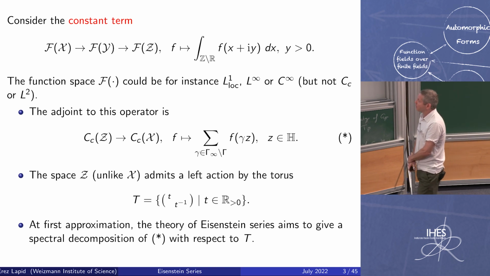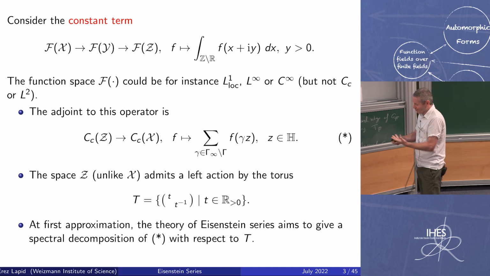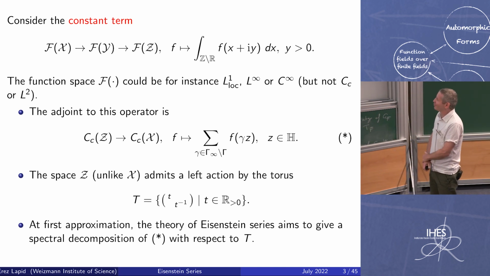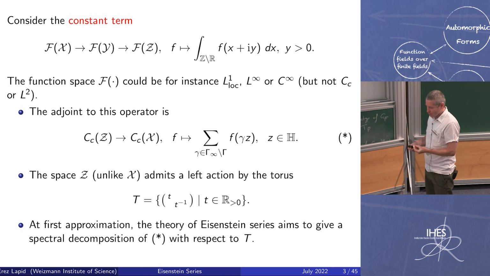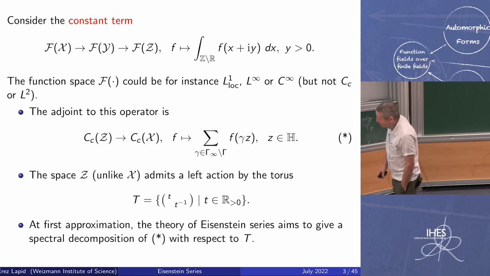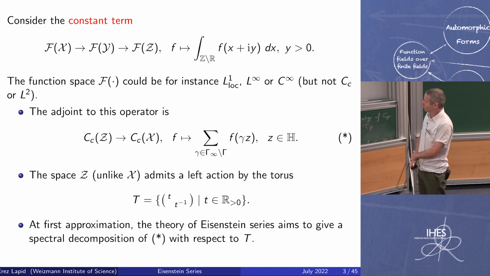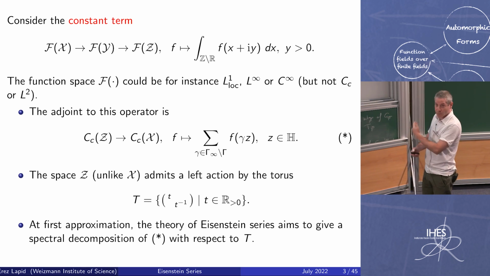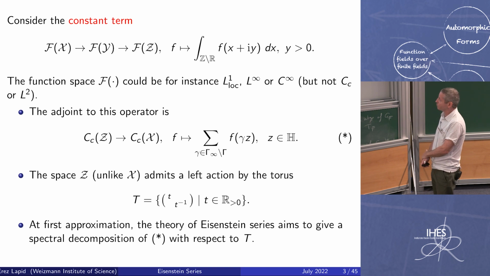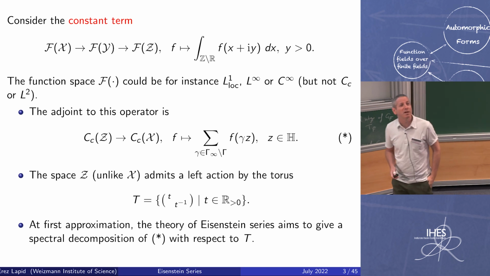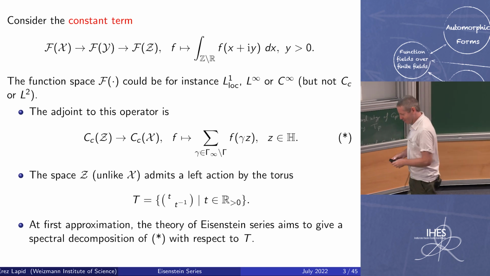Now, unlike X itself, which, of course, is what we are after, the most important space, the space Z is more kind of benign, but it has more structure because it still retains the structure of left action, left multiplication by the torus. Remember, Z was H mod N.